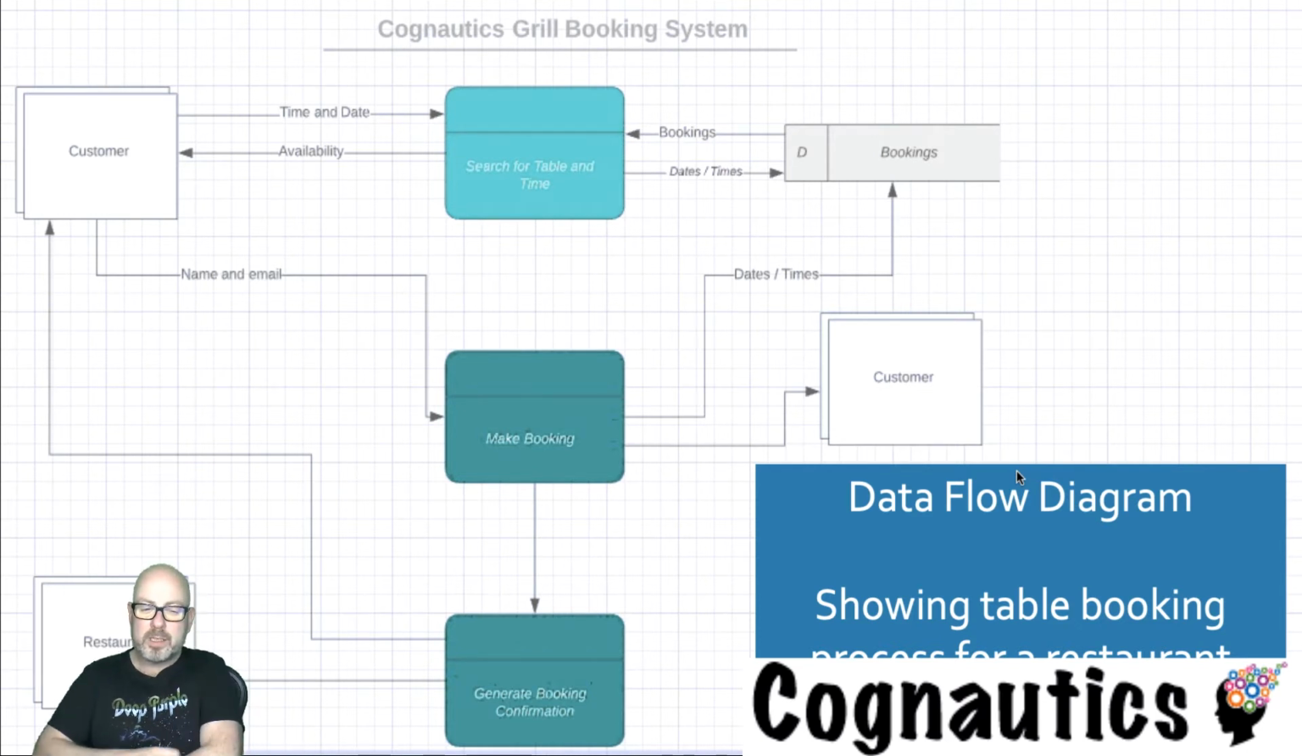Also from this, notice that the data is actually along the lines, and notice the arrowheads as well showing direction of flow. And unlike a flowchart, notice how data can travel backwards and forwards between different parts of the system. In other words, the customer searches and the search returns something back to the customer saying yes or no.